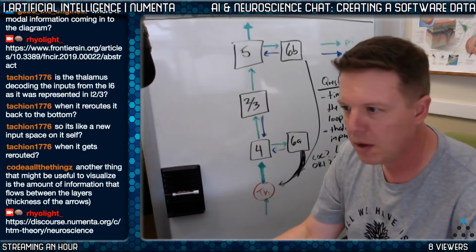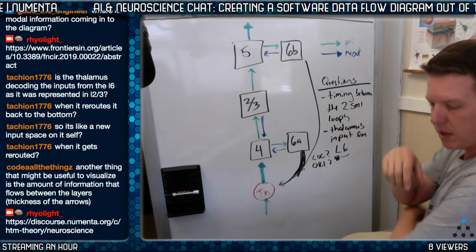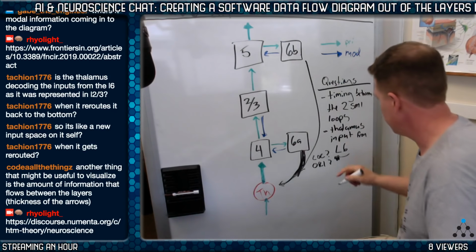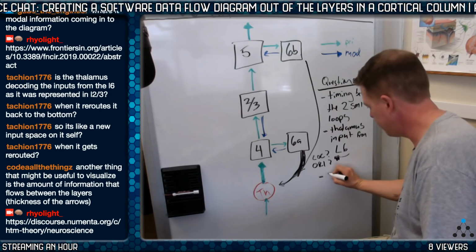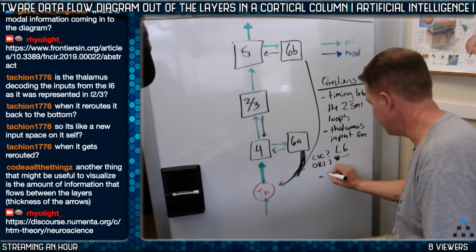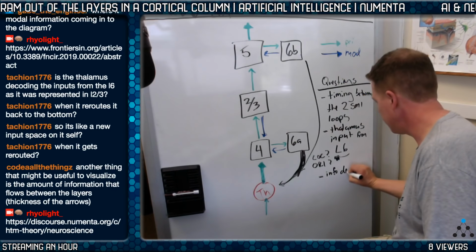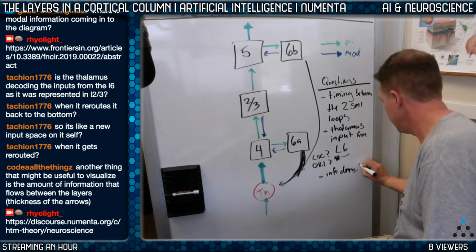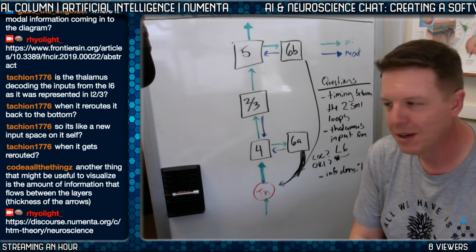Okay. So that's another thing. I'll put thickness. It's not really thickness, is it? Amount, information, density, something like that. Okay, information density. We'll call it that.